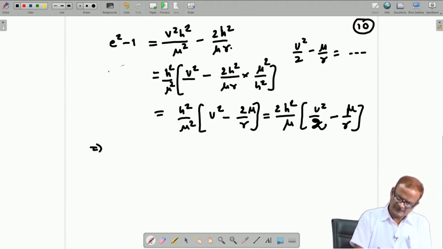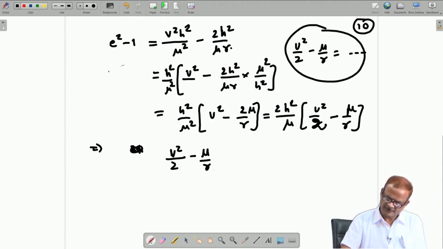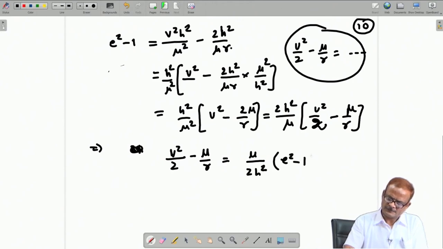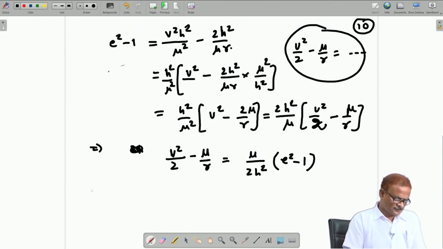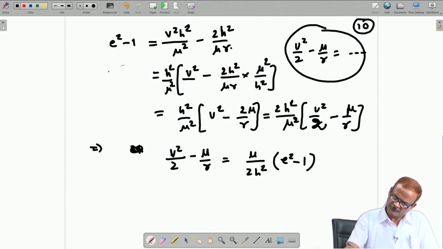So, we can then rearrange it to V square divided by 2 minus mu by r. We wanted to get it in this format. So, V square by 2 minus mu by r, this is equal to mu by 2 H square times E square minus 1. Here also this is mu square missing. So, this is mu square.